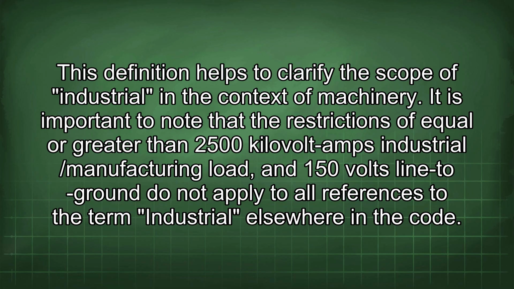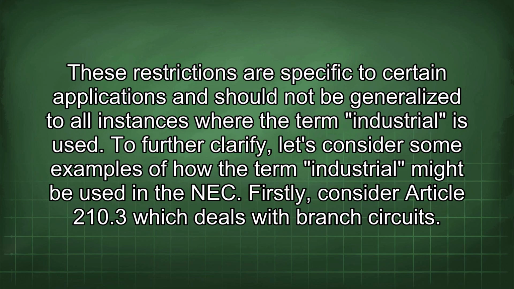It is important to note that the restrictions of equal or greater than 2500 kV industrial/manufacturing load and 150 volts line to ground do not apply to all references to the term industrial elsewhere in the code. These restrictions are specific to certain applications and should not be generalized to all instances where the term industrial is used. To further clarify, let's consider some examples of how the term industrial might be used in the NEC.